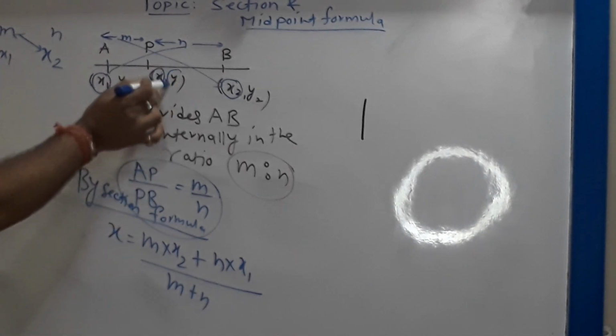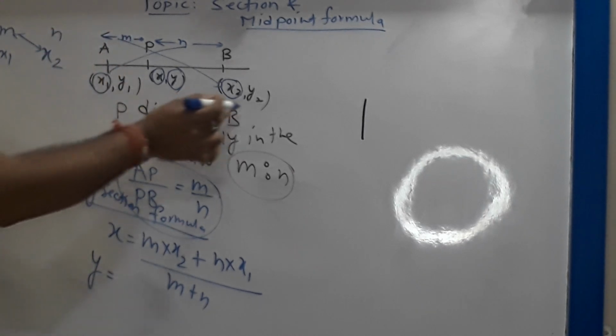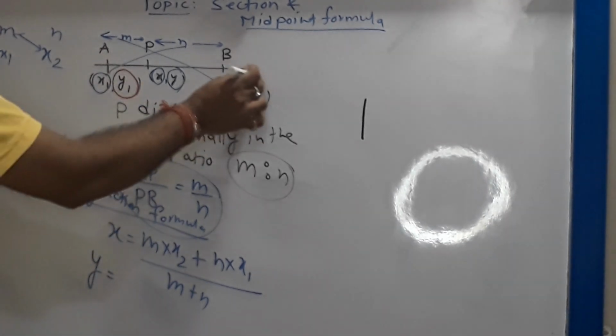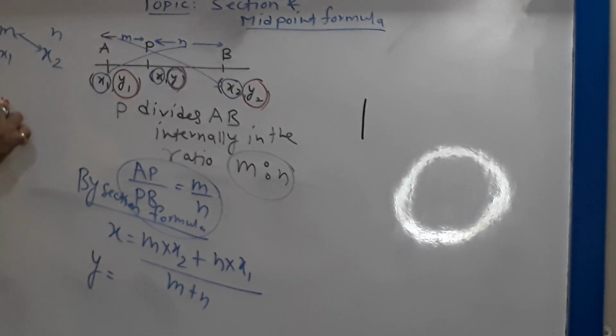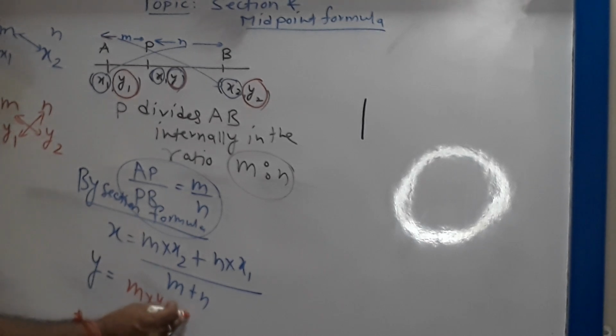Then we consider the second coordinate y. For the second coordinate y of point P, you have to consider the second coordinate of both the points, y1 and y2. So y will be m, n, then y1, y2. Now cross multiply, so that will be m into y2 plus n into y1 upon m plus n. Is it clear?